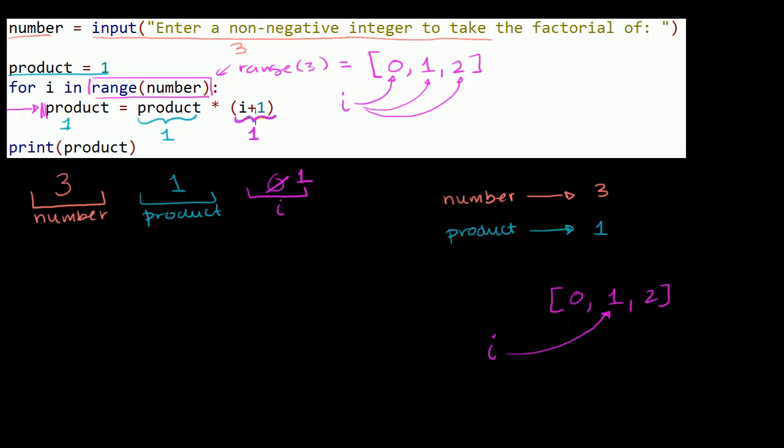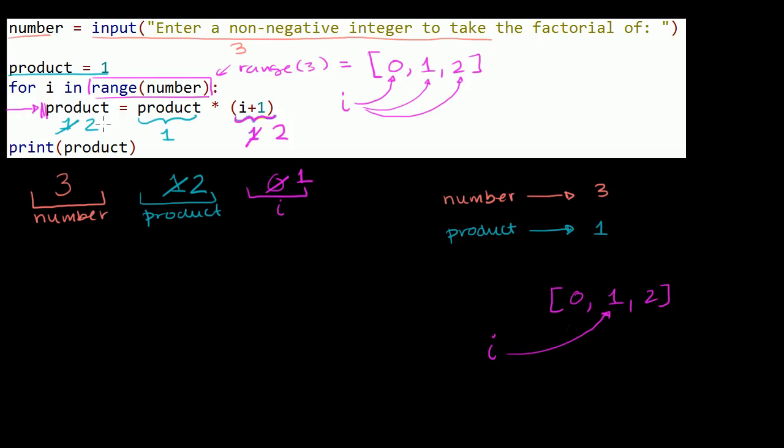And now we execute it again. Now we go look at product times i plus 1. Product is still 1. i is now 1. So 1 plus 1 is now going to be 2. So 1 times 2 is going to be our new product. It was 1, but now we're multiplying it by 2 and assigning it again to product. So the new product is now 2. The product variable is now 2.